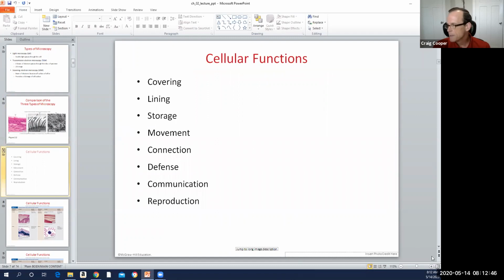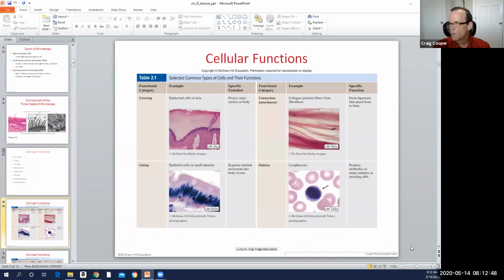All right, so let's talk about cells and what they do for us. Each of our different cells is going to have one or more key roles that it's going to help with. And this list that we're going to look at really doesn't cover everything by any means.